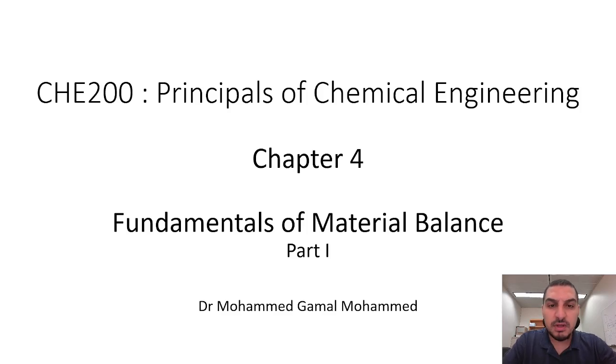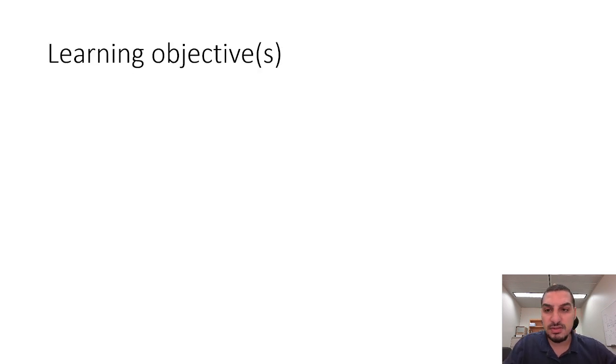Hello, everybody. In this video, we are going to start the fourth chapter in the textbook, which is the chapter that covers the fundamentals of material balance or of mass balance. And we're going to cover the whole chapter, almost the whole chapter, with exception of very small parts. And this chapter is a very, very important chapter because it gives all the basics of mass balance that we need as chemical engineers.